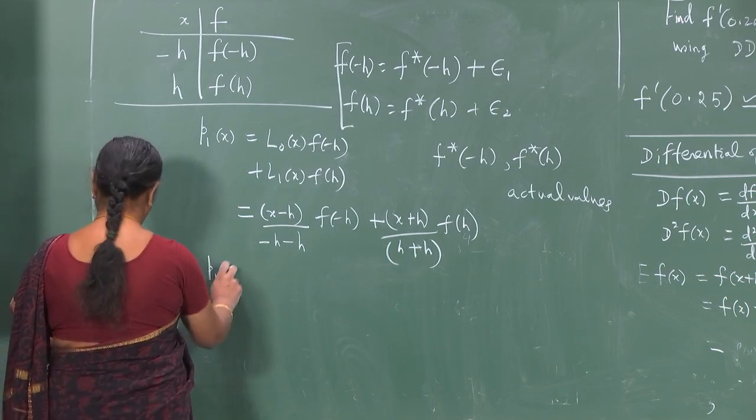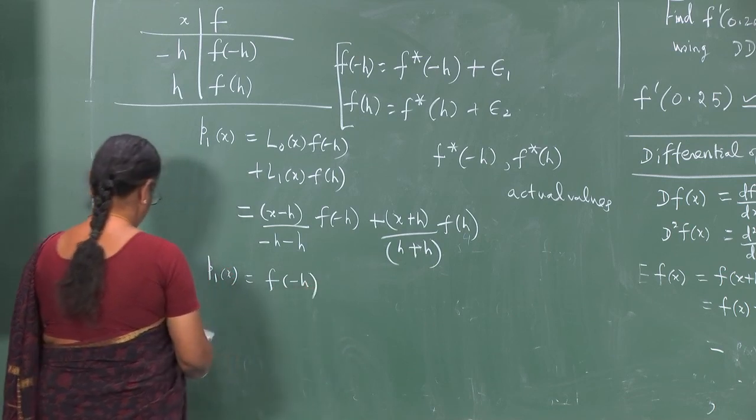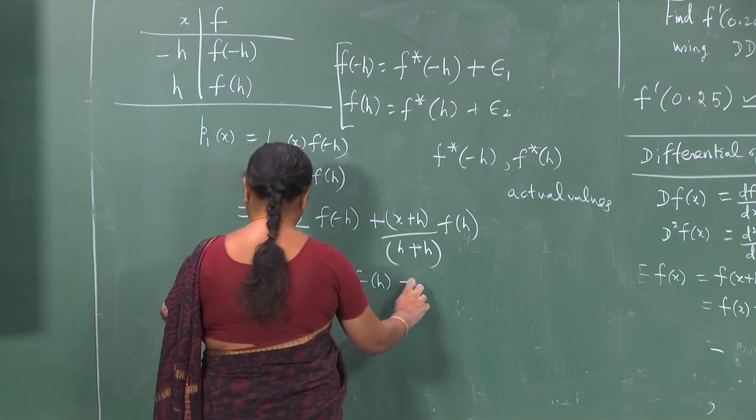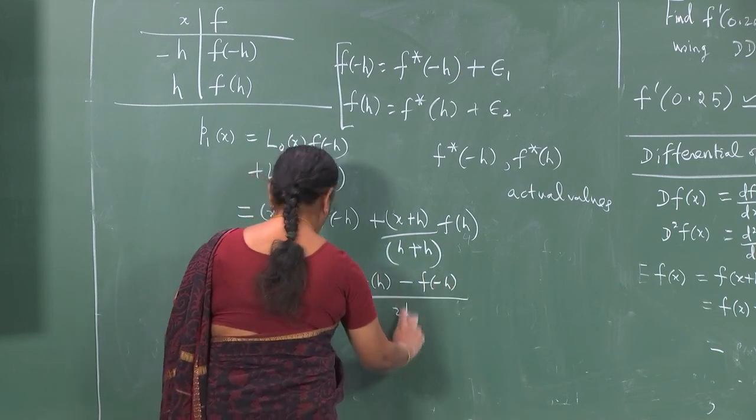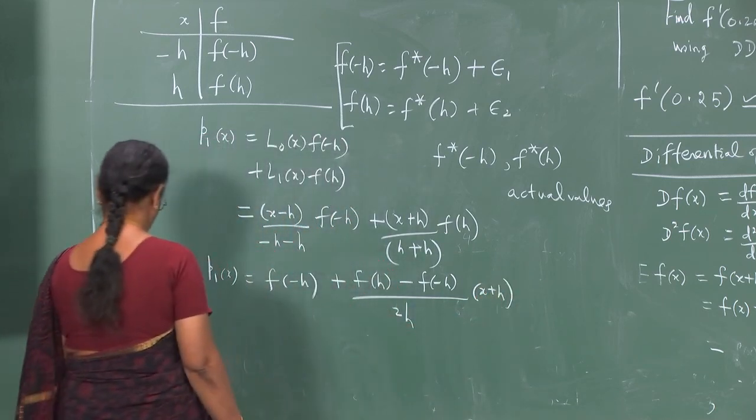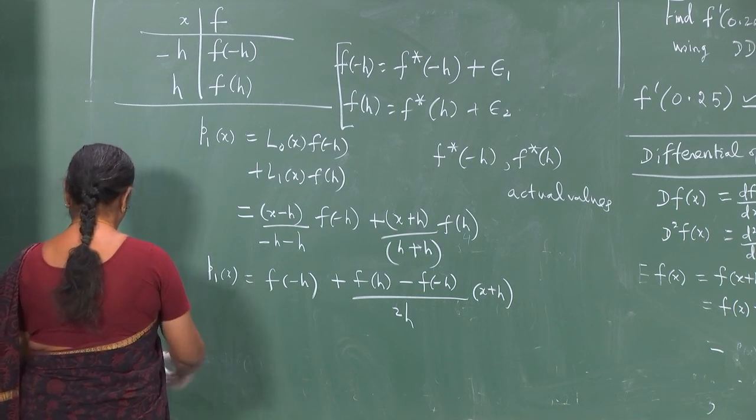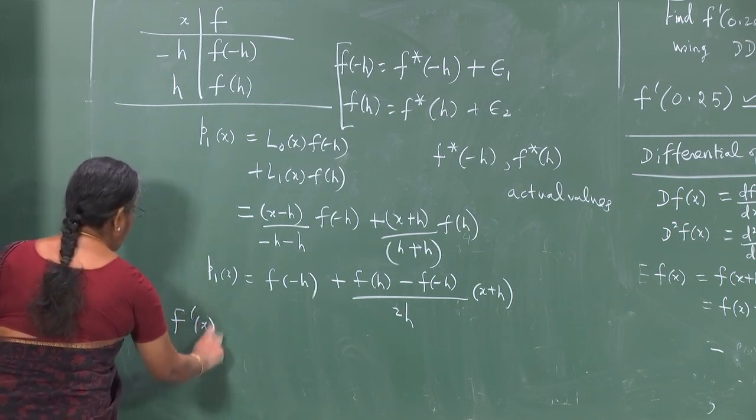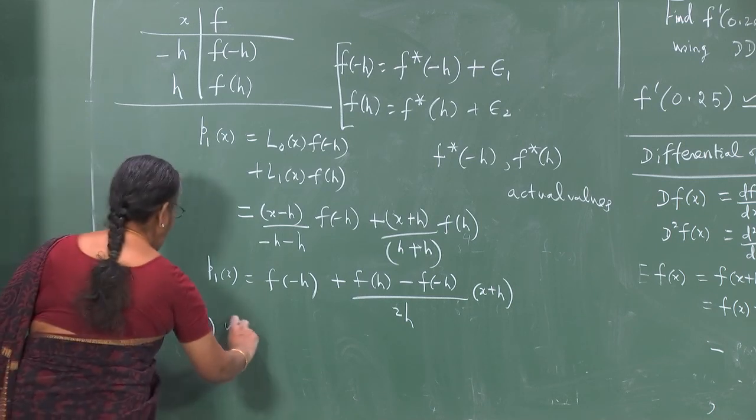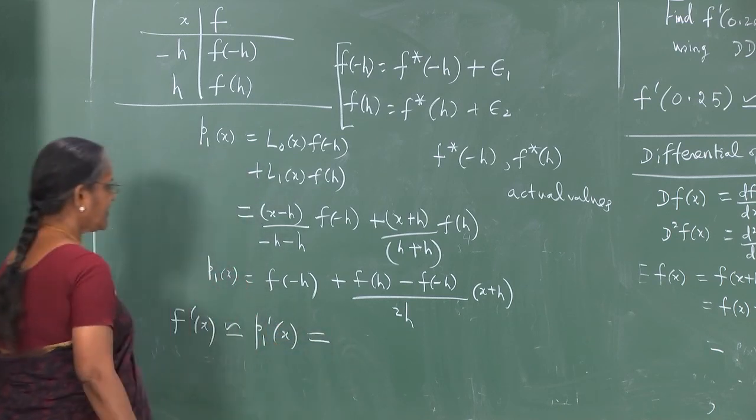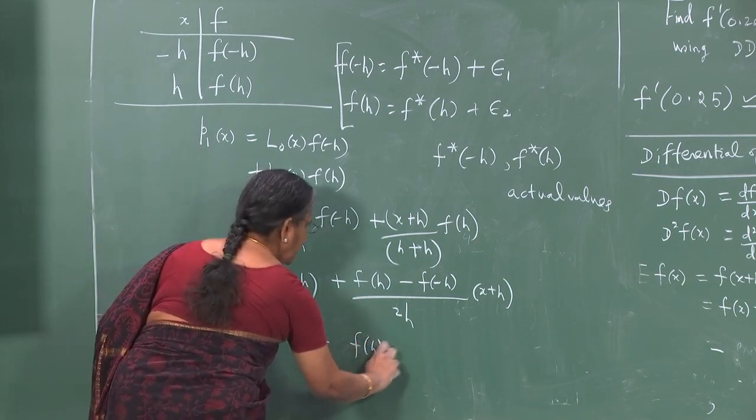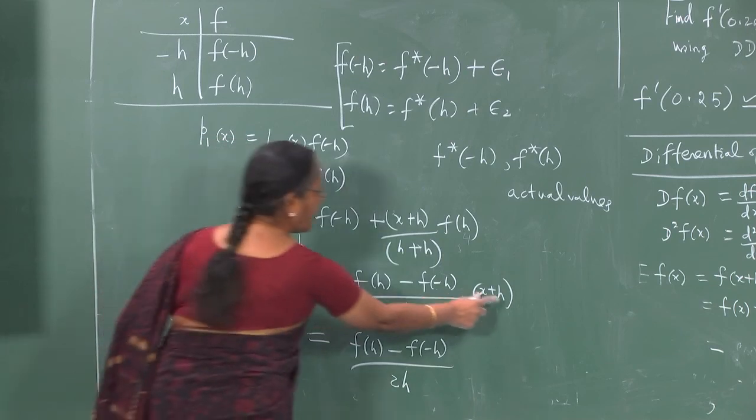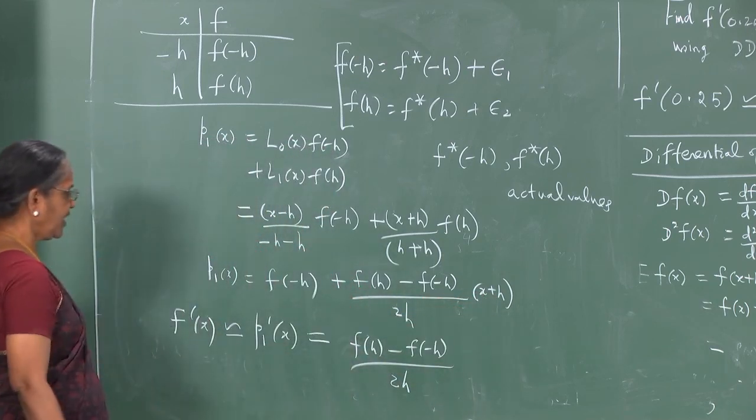P1 of x is equal to f of minus h plus f of h minus f of minus h divided by 2h into x plus h. So, I compute f dashed of x, which is the derivative of f, and we know that it is approximated by the derivative of p1 of x. So, p1 dashed of x will be f of h minus f of minus h by 2h into the derivative, which is 1 here. So, p1 dashed of x is the term on the right hand side.